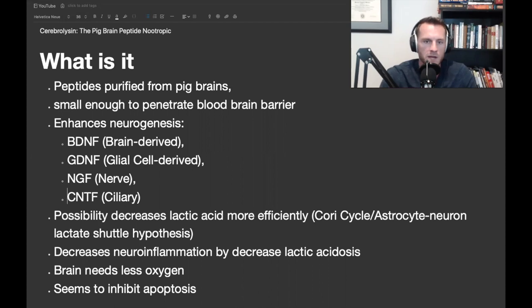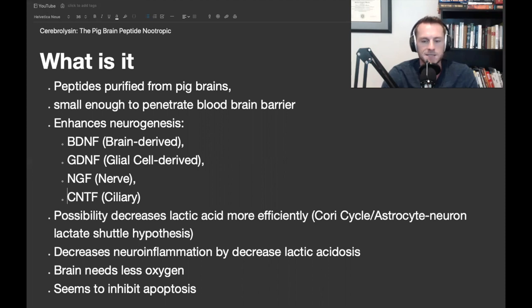So the blood-brain barrier can often be hard to penetrate and get stuff into, and cerebrolysin is small enough that it can penetrate the blood-brain barrier. And it's made up of all of these growth factors that enhance neurogenesis. Brain-derived, glial cell, nerve, ciliary. Fun little fact for you, brain-derived neurotrophic factor was also first discovered through, they pulled it out of a pig's brain.